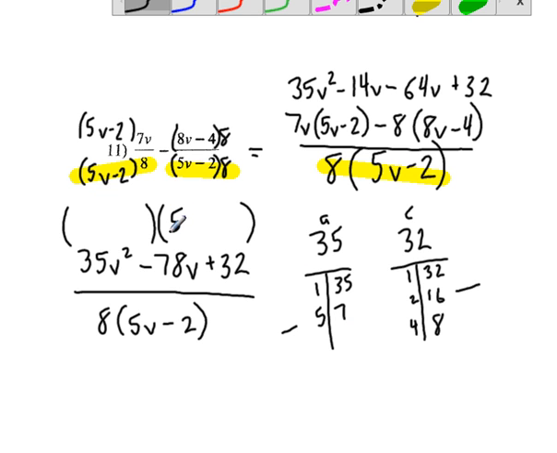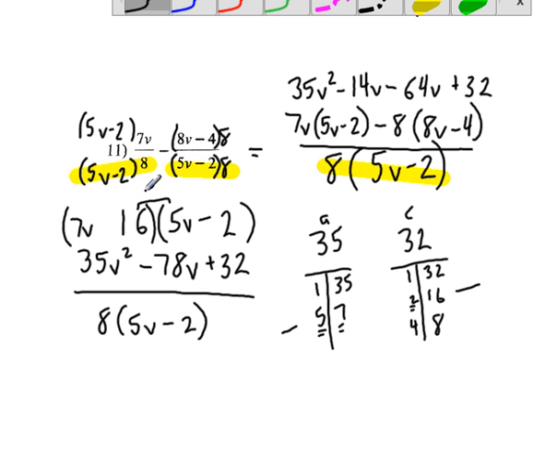So let's run a hypothetical situation here. If one of these is 5v minus 2, what would the other one have to be? Well, the only way to get 35v to the second, if one is 5v, is the other one would have to be 7v. So that's those two terms. Well, if one of these was 2, to get me to 5e minus 2, the other one would have to be 16. So let's just play with this, see if it works.